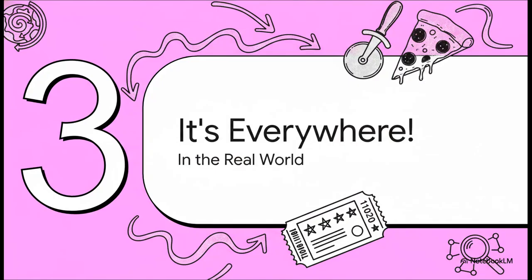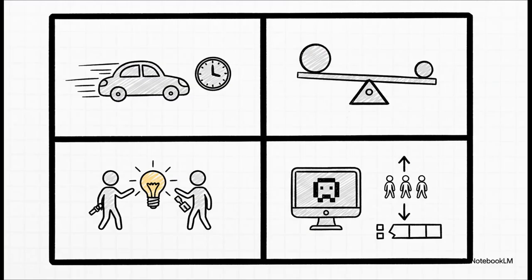So here's the deal. This whole thing isn't just about pizza or lottery tickets. Not even close. You have been seeing this pattern your entire life, and now you finally have a name for it. Let's see how this thing shows up all over the real world. I mean, think about it. You're on a road trip. The faster you drive, the less time it takes. Speed goes up, time goes down.